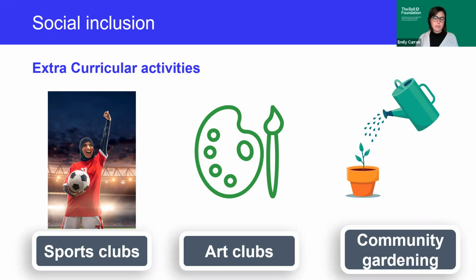Other extracurricular activities can also be a great way to ensure new children are included socially. So things like sports clubs, arts clubs, community gardening, and other interests of the learners. And they give learners an opportunity to connect with other children in a structured way that still lets them be creative. Art and gardening, for example, can be very therapeutic, and a sports club allows a learner to release stress in a healthy physical way.